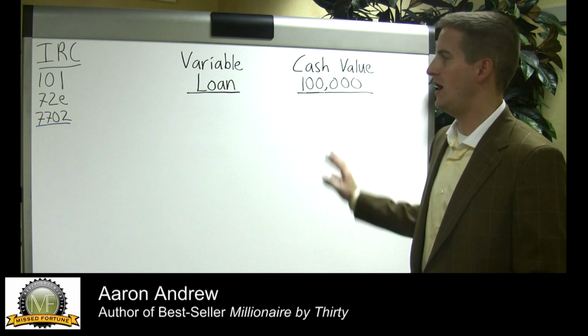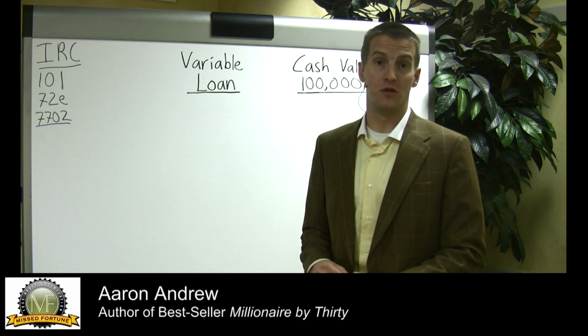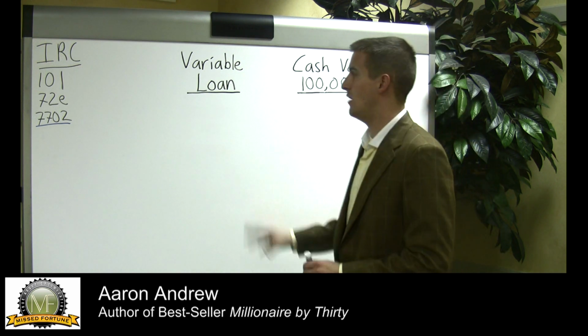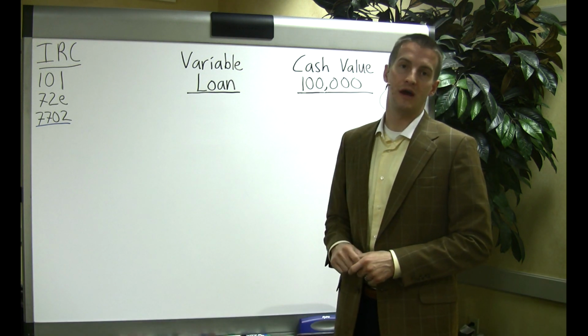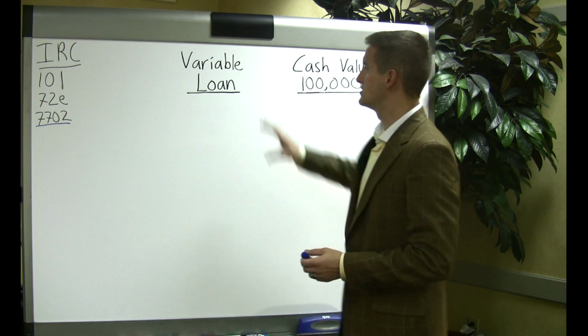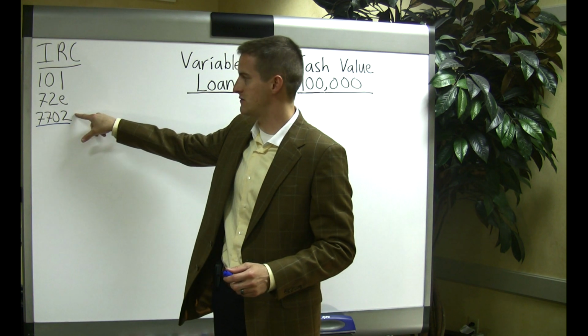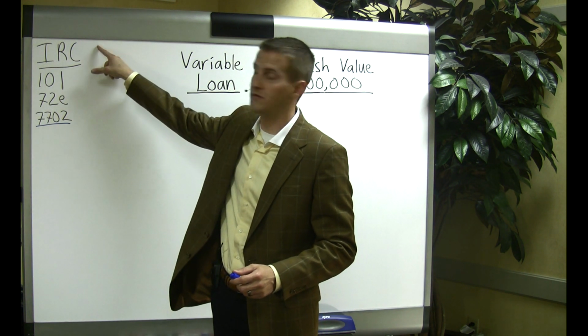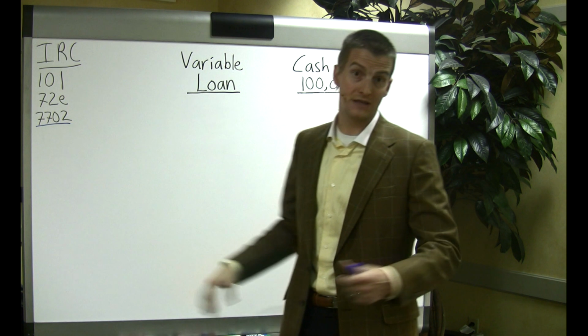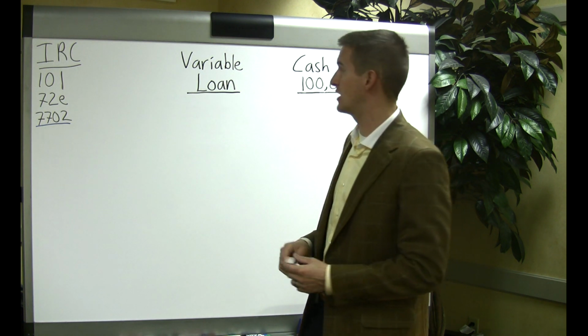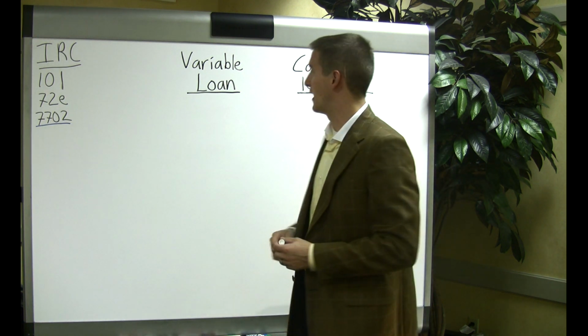What we want to go over now is the variable loan. So we're going to talk about how we access our money tax-free out of a life insurance contract using the variable loan method. Again, I want to refresh your memory. This is found in section 7702 of the Internal Revenue Code that allows us to access our money tax-free out of an insurance contract by borrowing against the cash value.